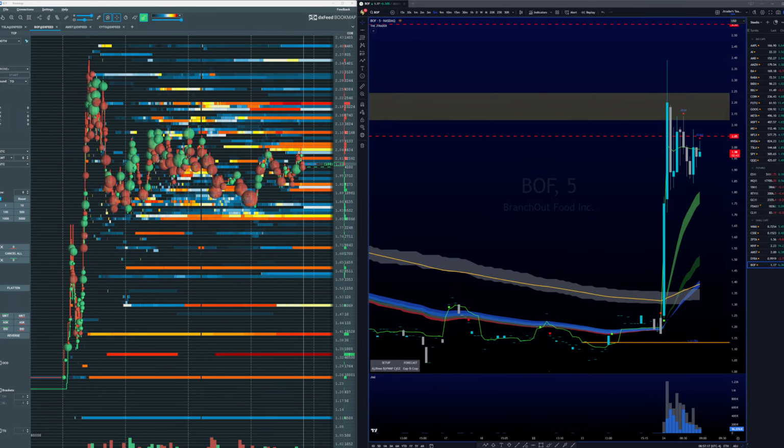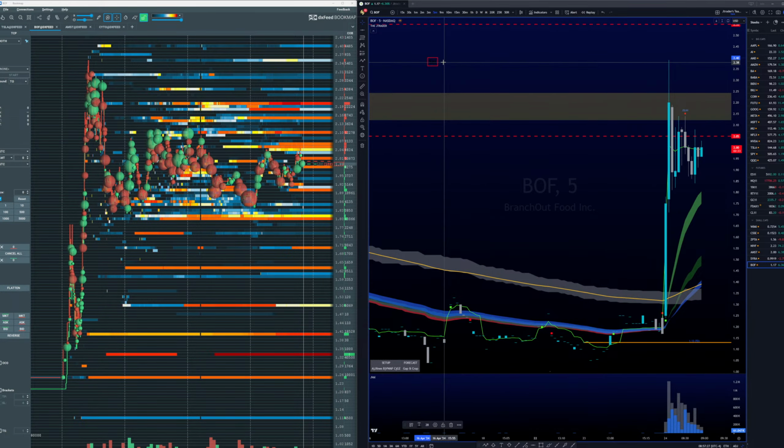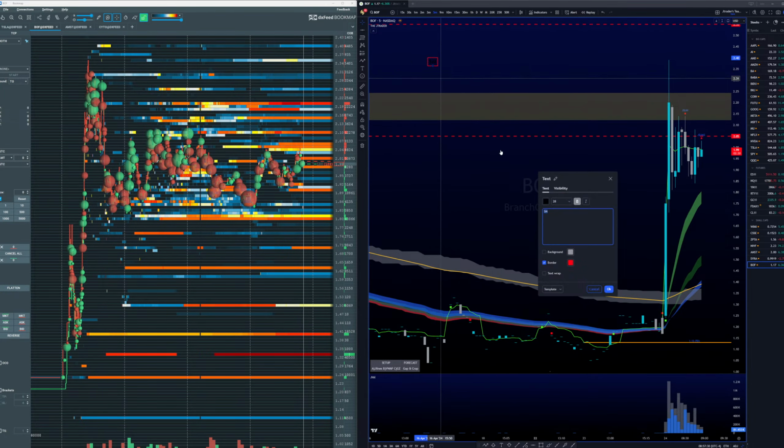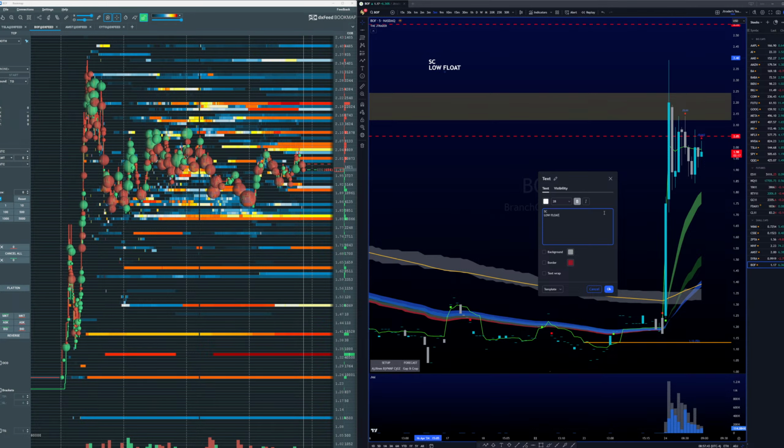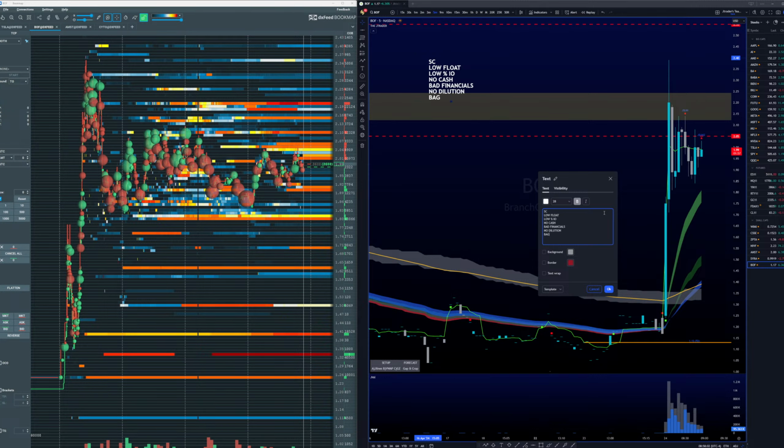BOF. A few things to say about the company. The company is a small cap, so we can write over here. Let's make this white. We have a small cap with a low float, so we're talking about less than 5 million. We have a low percentage of institutional ownership. We have no cash, bad financials. We have no dilution or very, very low. We have overhead supply.